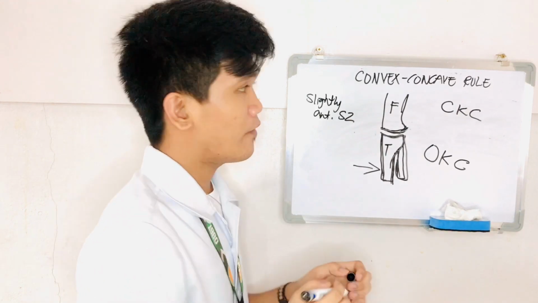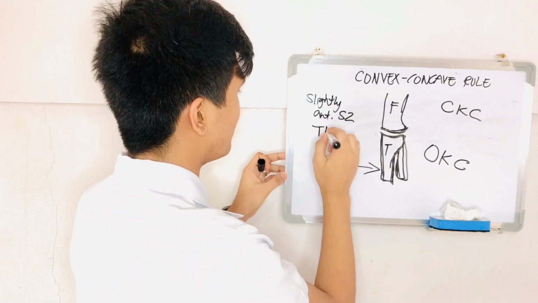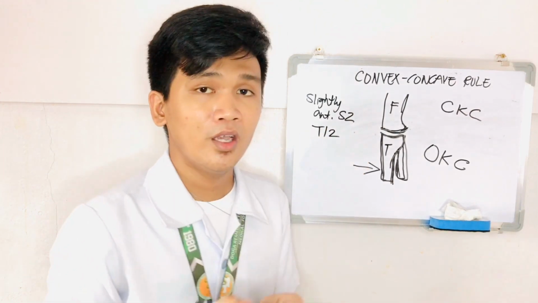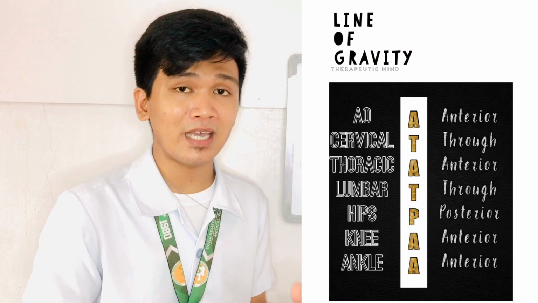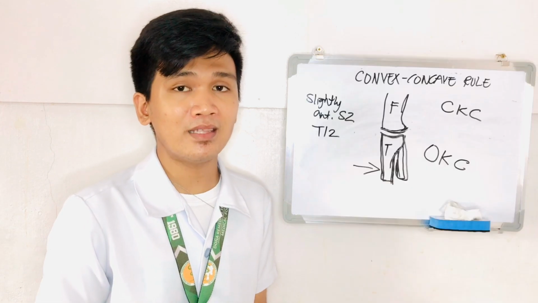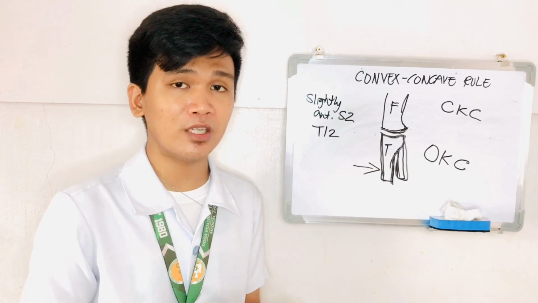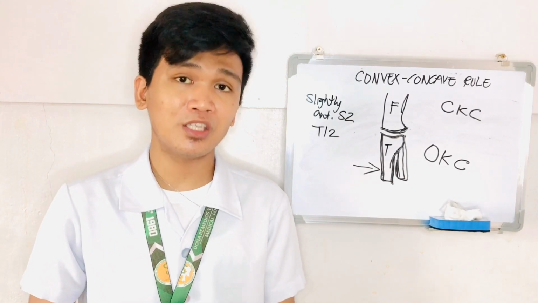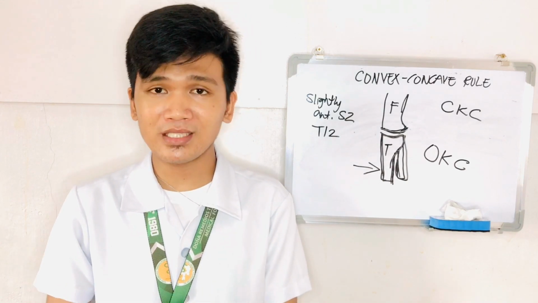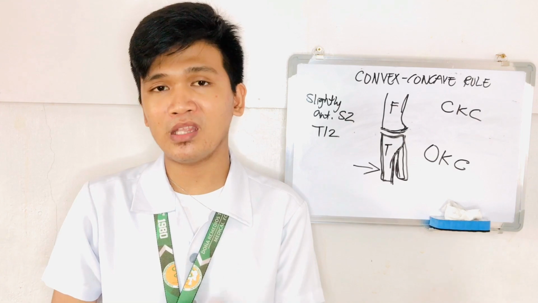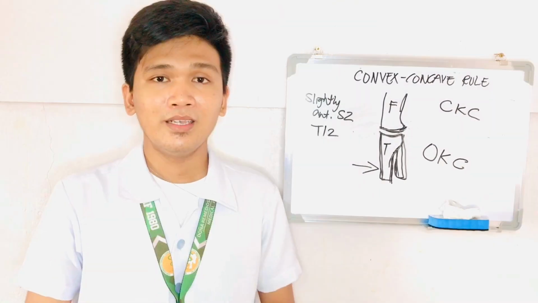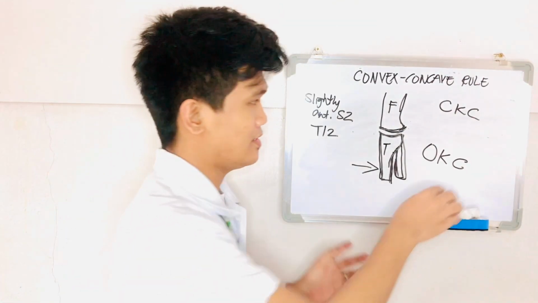That's for adults. For children, it's at the T12. And then, for our line of gravity, it follows atat paa as our mnemonics. And then for our base of support, it should be 2 to 4 inches. It should be wider, closer to the center of gravity, and of course, the line of gravity should be within the base of support.